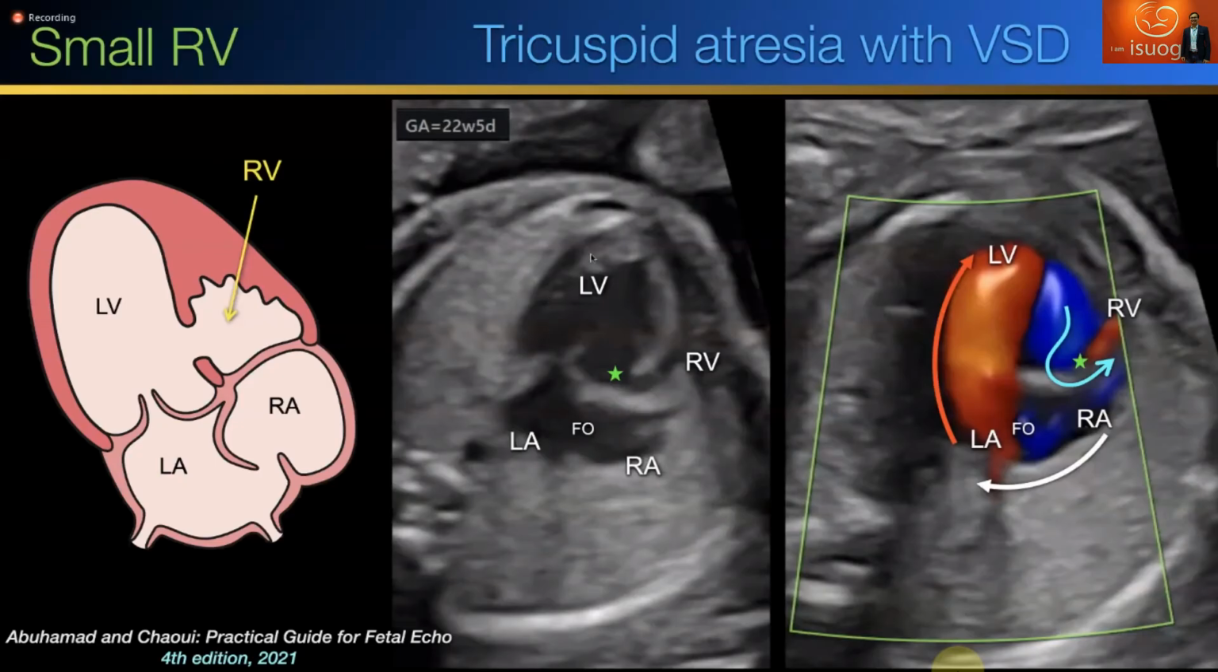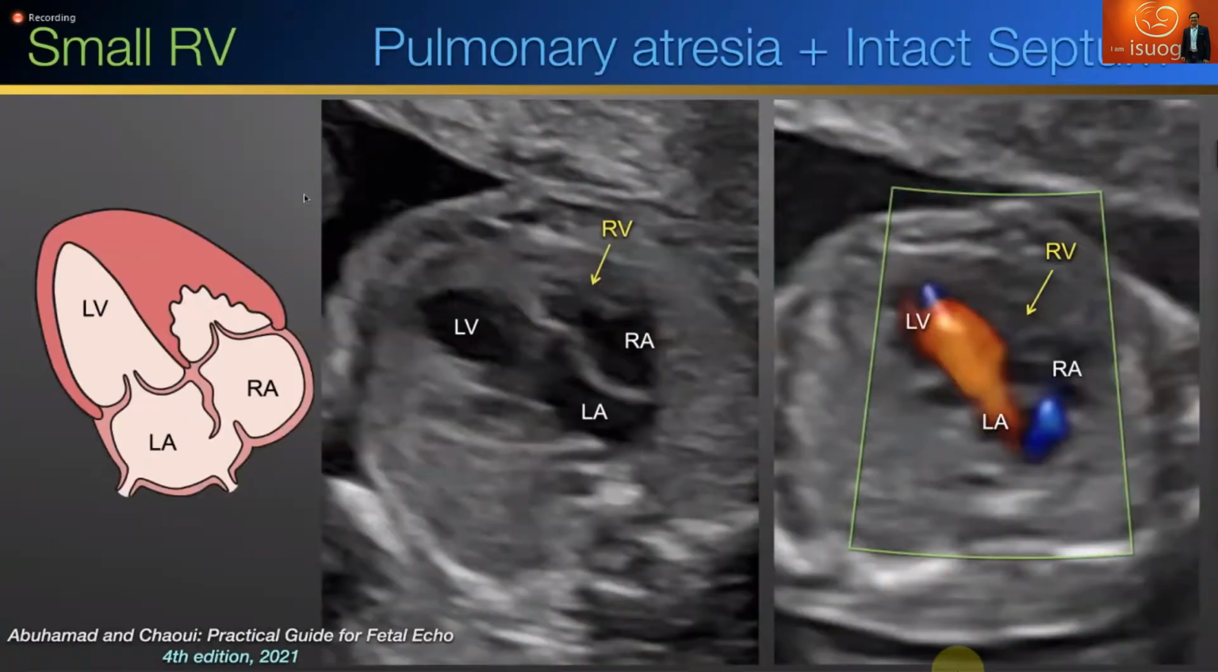You see here there is almost one chamber, the other one is small. But if you add color, you see that the color will fill the right ventricle. That means the right ventricle should get blood, and the blood is coming via the VSD. Or if we go to the other condition here, what you see is a small right ventricle and a kind of bulging of the septum to the left side. You add color and you see an absent flow. So look at the middle image.